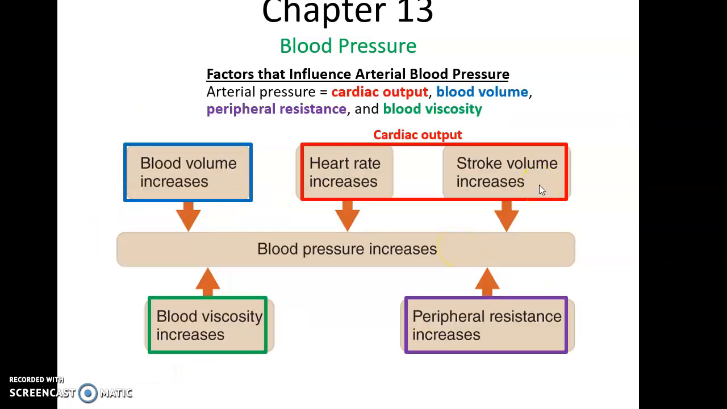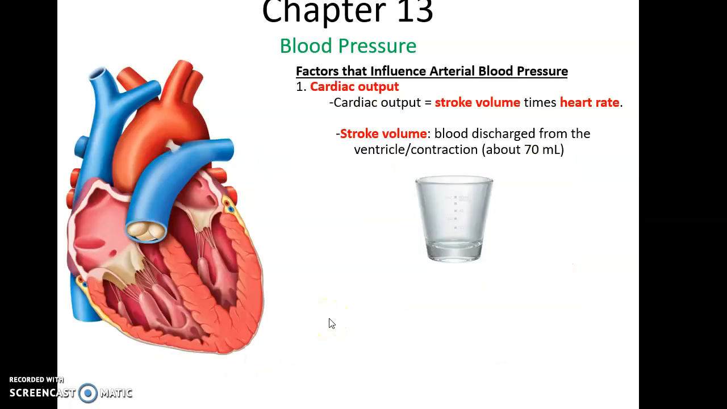So things that affect the arterial blood pressure. Well, we have the cardiac output, which is a combination of heart rate and stroke volume. We have, of course, blood volume that can increase blood pressure, blood viscosity, how thick it is, and peripheral resistance caused by the blood flowing against the inner lining of the arteries. So cardiac output, blood volume, blood viscosity, and peripheral resistance.